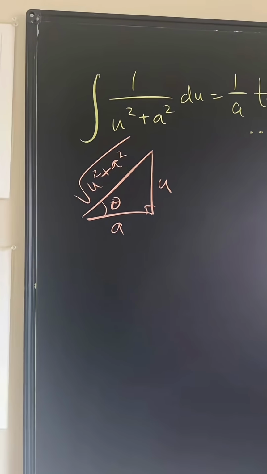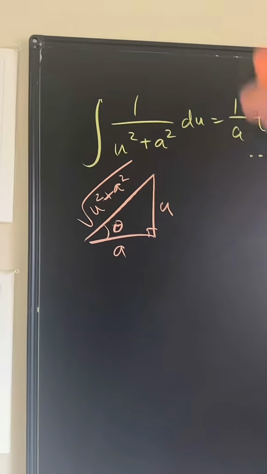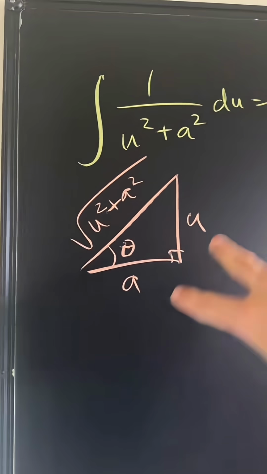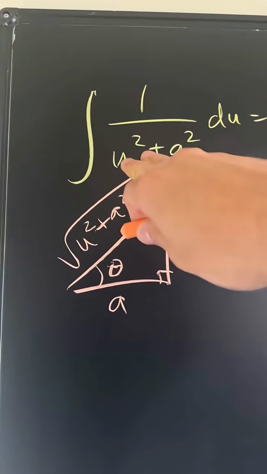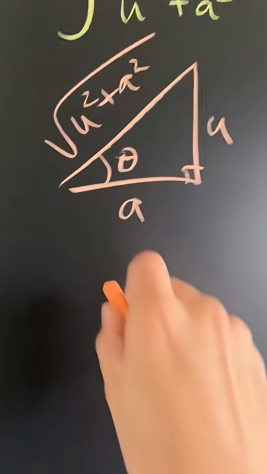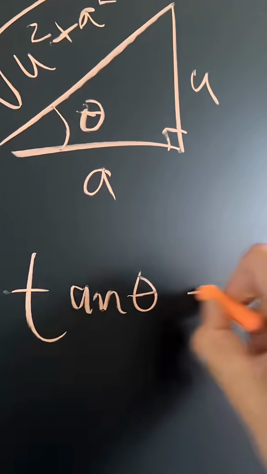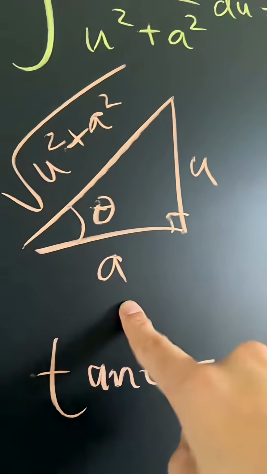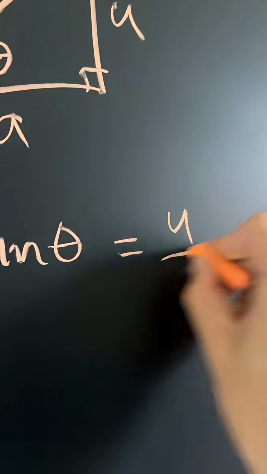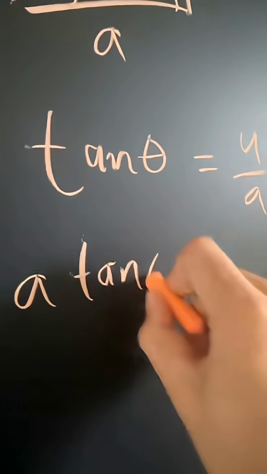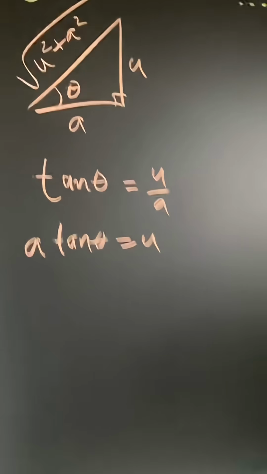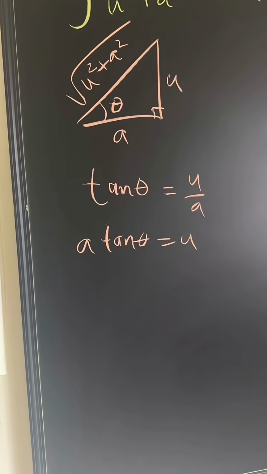Now we have to talk about the trig substitution that we're going to use. In this particular case, because I did this combination of opposite over adjacent, we have the variable squared plus the constant squared. We're going to use tangent theta is equal to the opposite over the adjacent, so u over a. But if I multiply the a to the other side, then I get a tan theta is equal to our u.